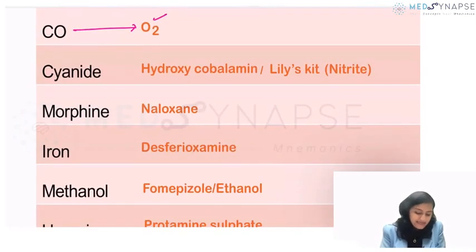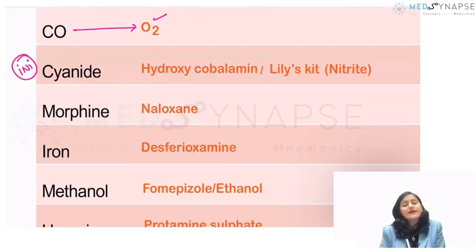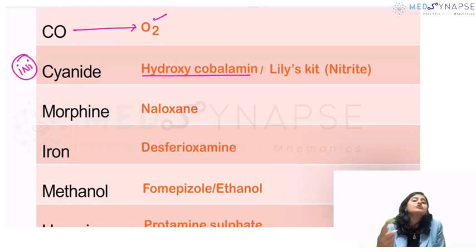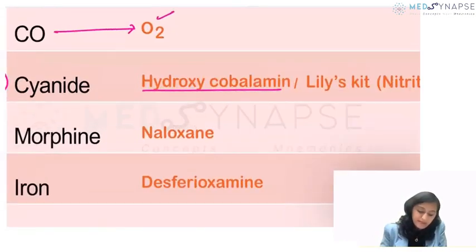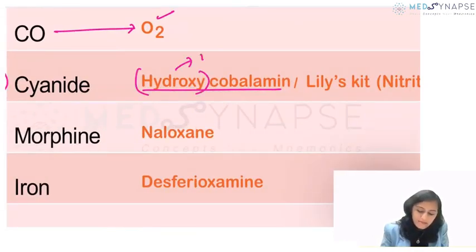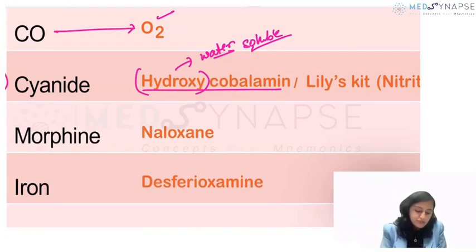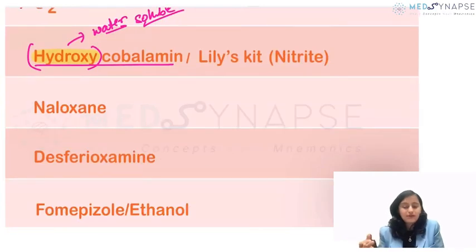For cyanide, this was asked in your INICET exam. For cyanide poisoning, the drug of choice is hydroxocobalamin, not methylcobalamin. Remember, this is hydroxy; you can remember it as hydroxy water. It converts cyanide into a more water-soluble form and takes it out of the body. So remember, this is hydroxocobalamin, not methylcobalamin or cyanocobalamin.